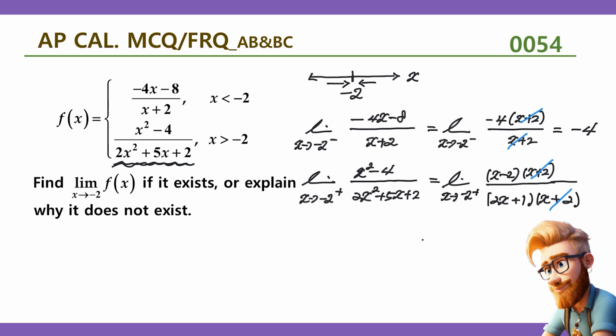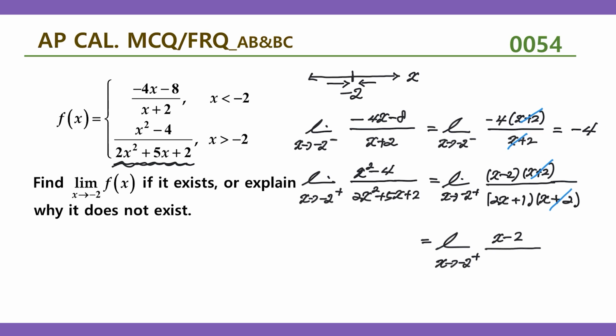So that is equal to the limit as x approaches -2 from the right-hand side of x minus 2 over 2x plus 1. Now substitute -2 for x. So -2 here, -2 here. That's going to be equal to -4 over, isn't it, -3? -3. So that is equal to 4 over 3, right?